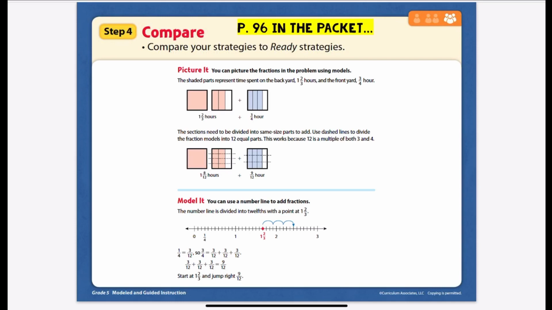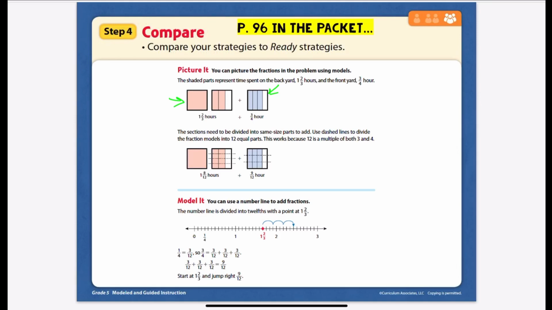So now we're going to move on. Since we have commented and gotten our ideas out, let's see what it would look like in picture form. So if we're using a model, it says you can picture the fractions in the problem using models. These shaded parts represent time spent on the backyard, which is 1 2/3 hours, which is here, the pink, and the front yard, 3/4 of an hour, which is here in the blue. So we see our model, right? The sections need to be divided into the same size parts to add. That's just what I was saying.